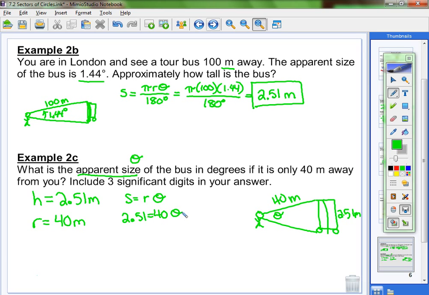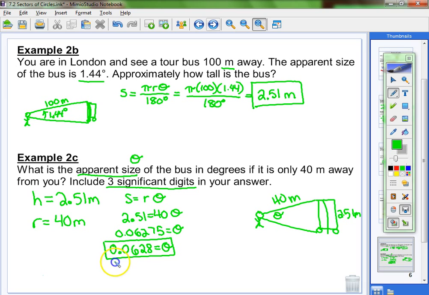So we do 2.51 divided by 40, which is 0.06275. That's theta, but we're told 3 significant digits in the answer. So that would be 0.0628 equals theta.